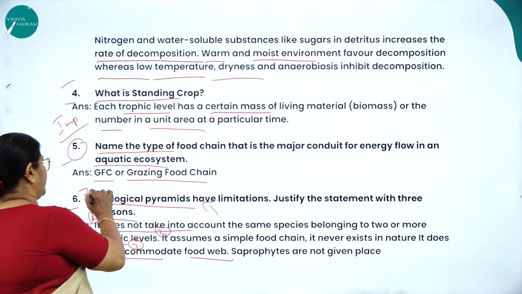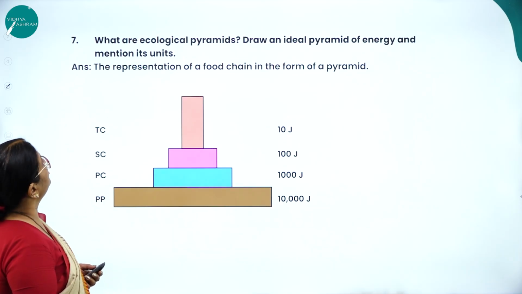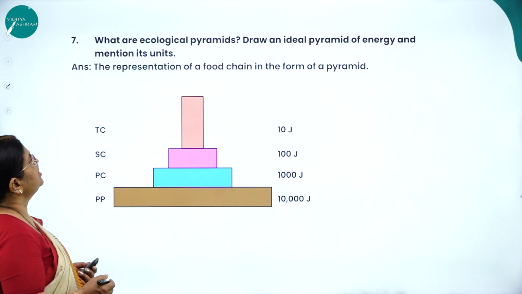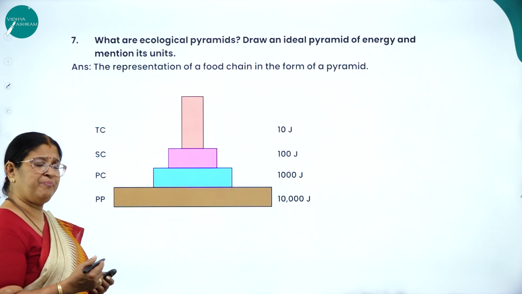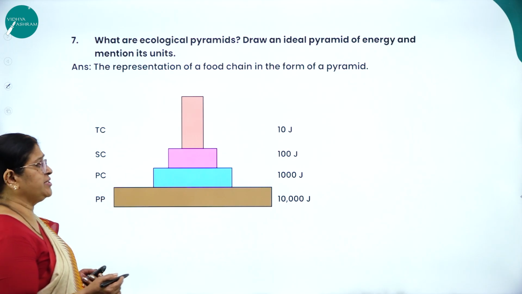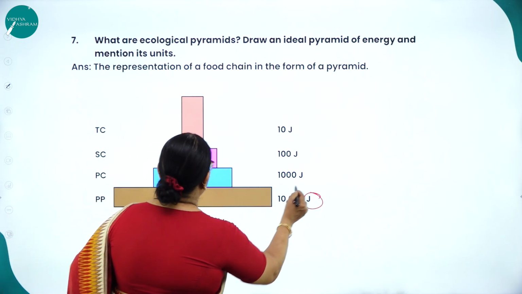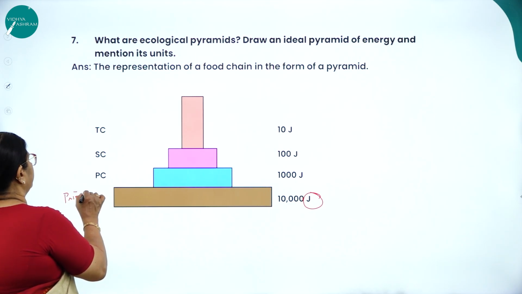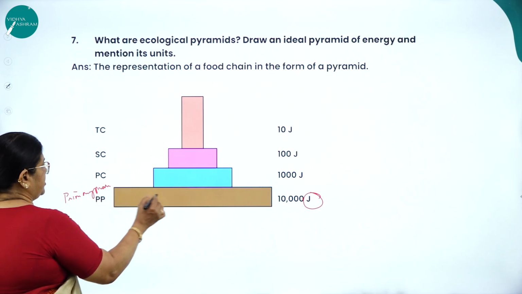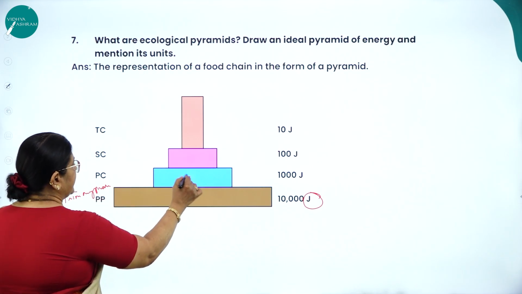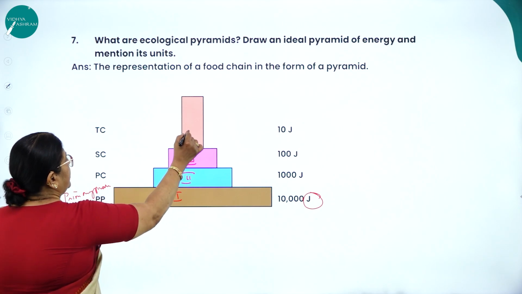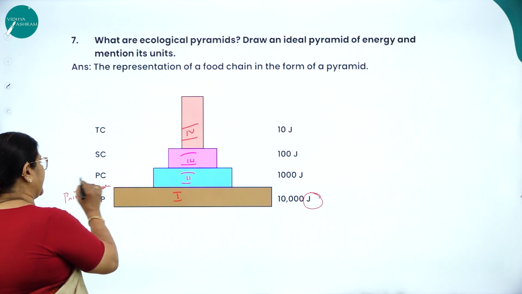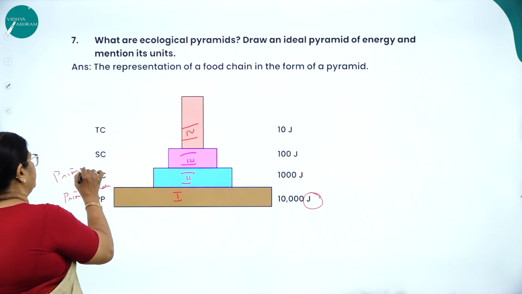This is also important. Next, draw an ideal pyramid of energy and mention its units. So the representation of a food chain in the form of a pyramid, already I told. Energy is measured in terms of joules. So here you can see always primary producers. This is the primary producer, which is the first trophic level, then second, third and fourth trophic level. So first trophic level, primary producers. Second trophic level, primary consumers.